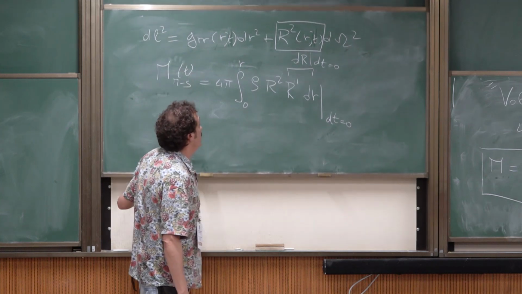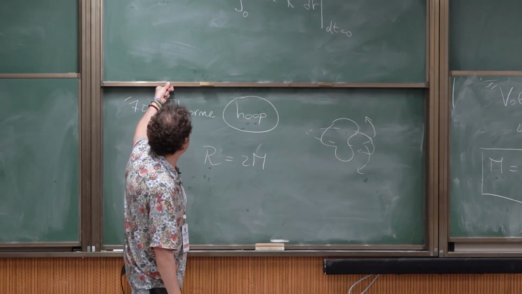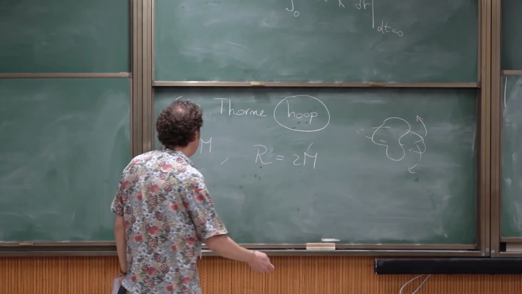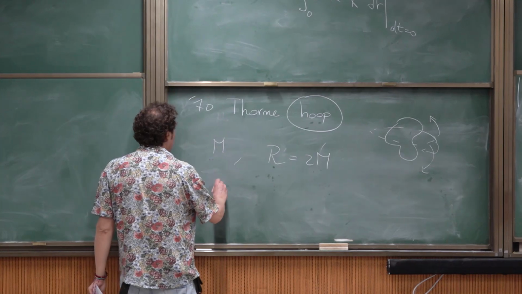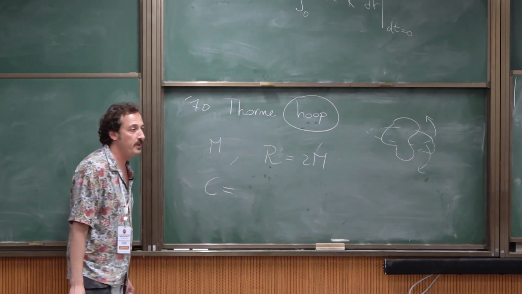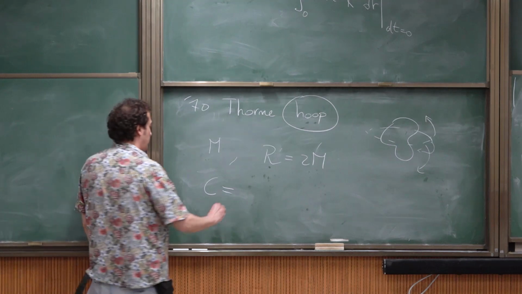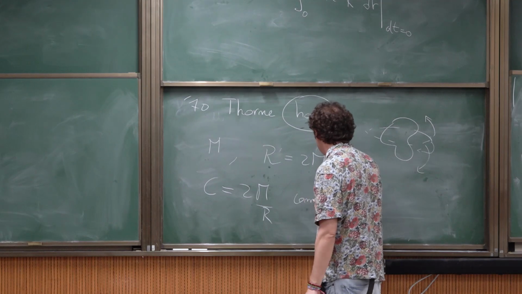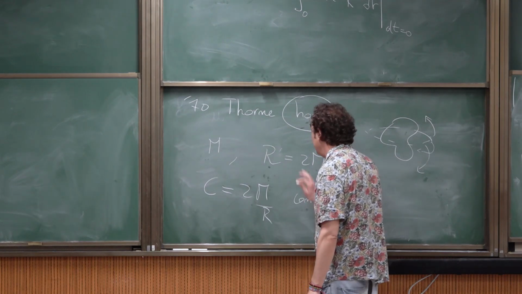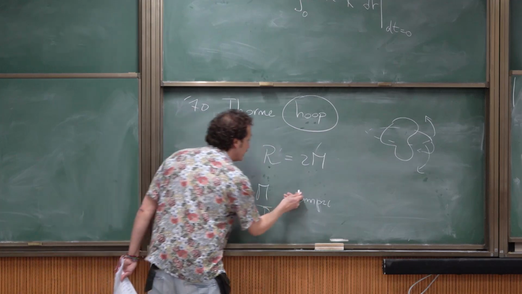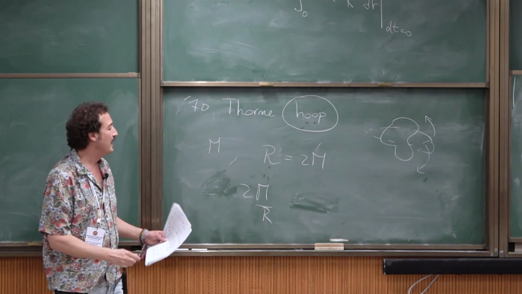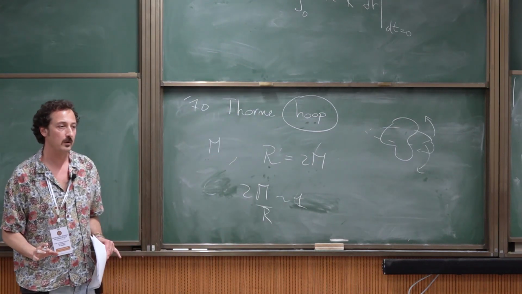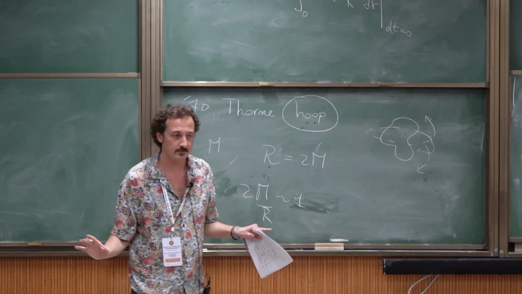So now we have a meaning of this hoop conjecture, even in the case in which everything is time dependent, which is whenever this function, 2m divided by r, the compaction function, is of order 1, then my object is collapsing into a black hole. So this is for asymptotically flat.